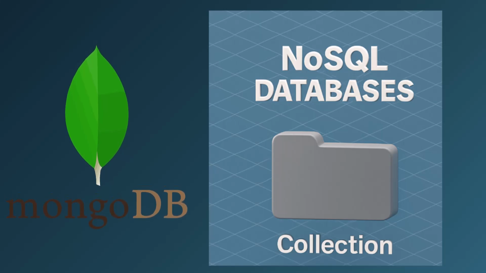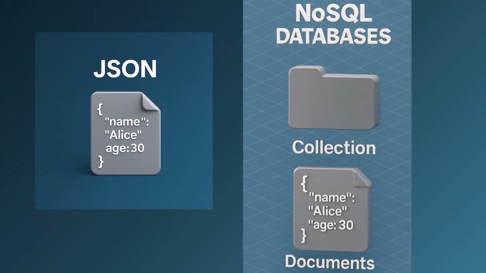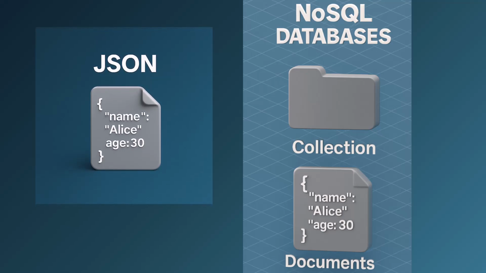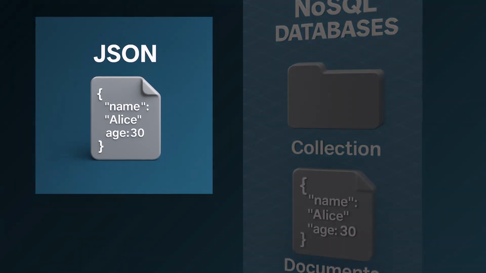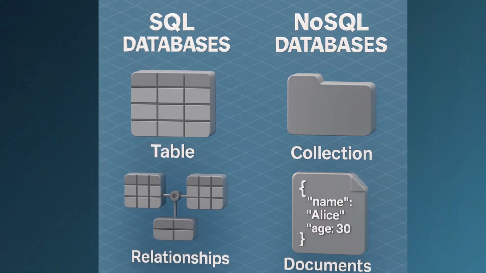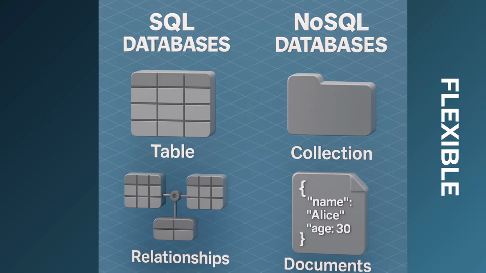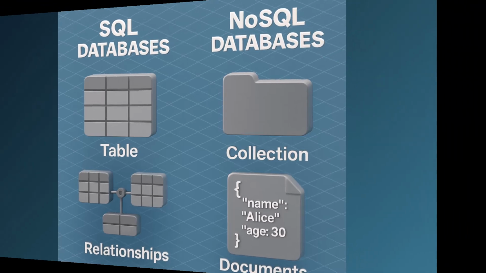In contrast, NoSQL databases like MongoDB use collections. And inside those collections, you store documents, usually in JSON-like format. Each document can look a little different, and there's no strict schema to follow. So, while SQL is structured by design, NoSQL is flexible by default. Now let's see how this difference affects how we model our data.